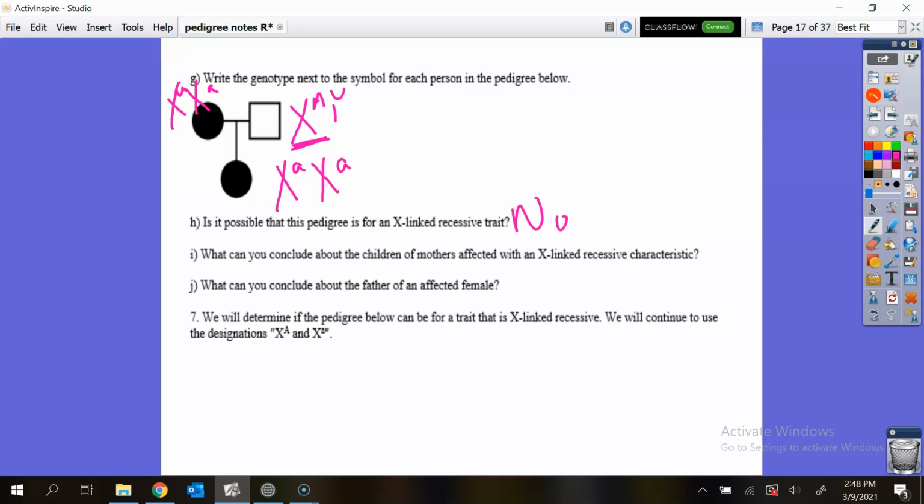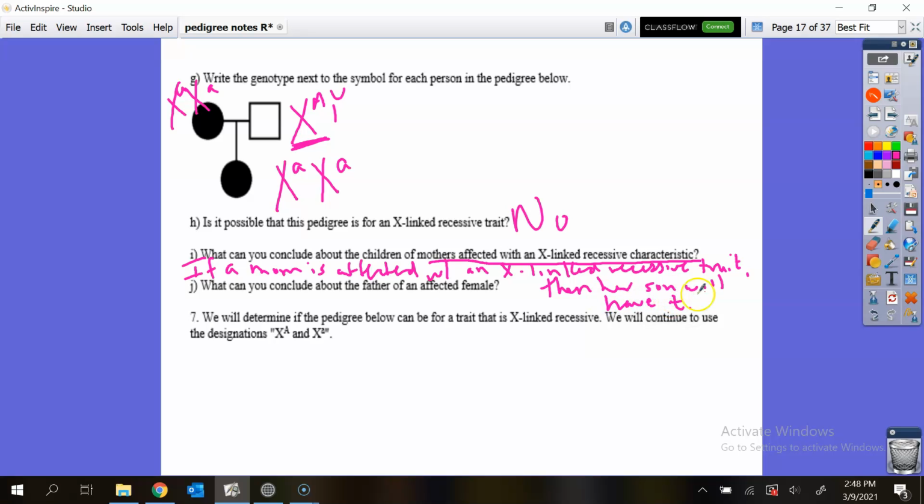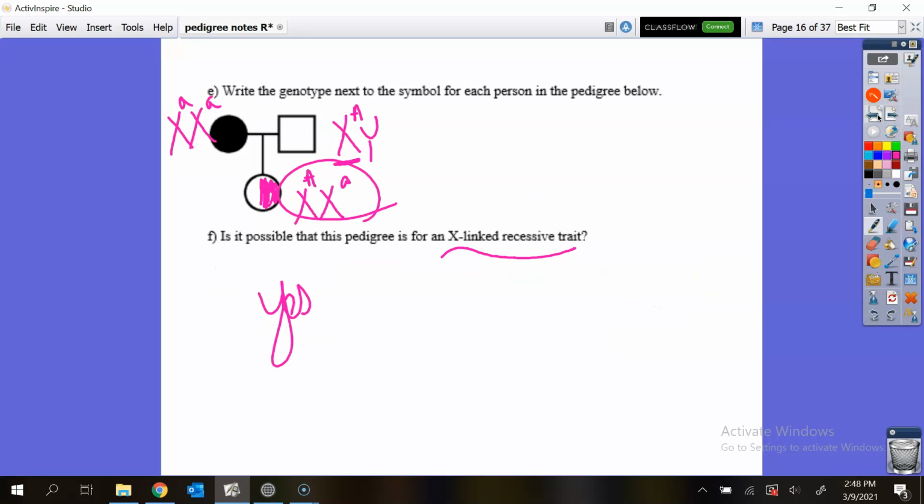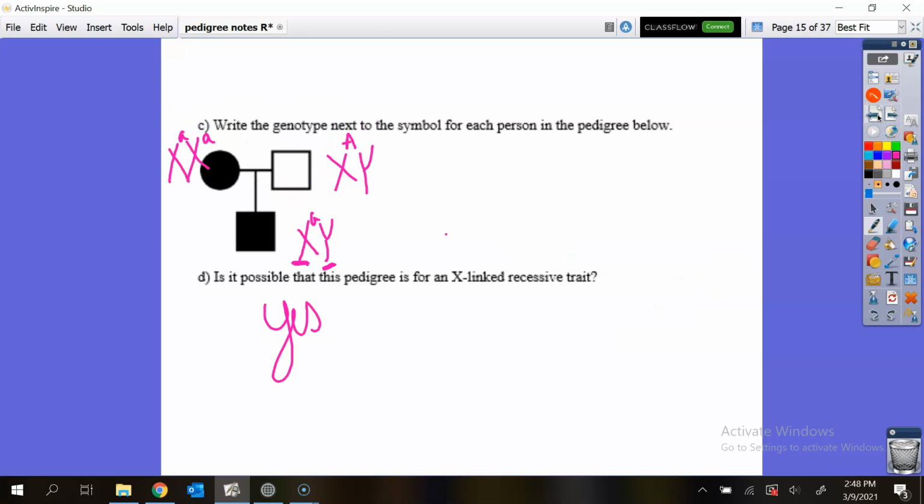So remember, mothers affected with X-linked recessive characteristics: if a mom is affected with an X-linked recessive trait, or dominant for that matter, then her son will have it. Okay, so if mom's affected, her son is going to have it, like we saw in this inheritance pattern here, because dad gives the son a Y.